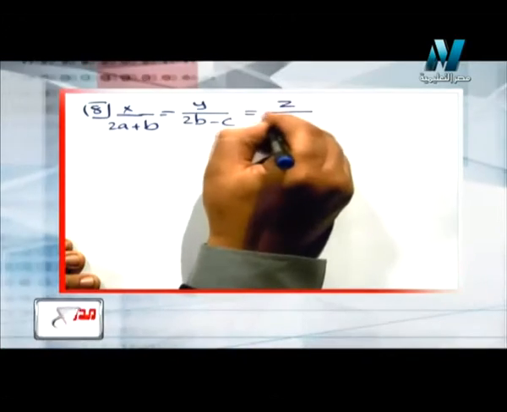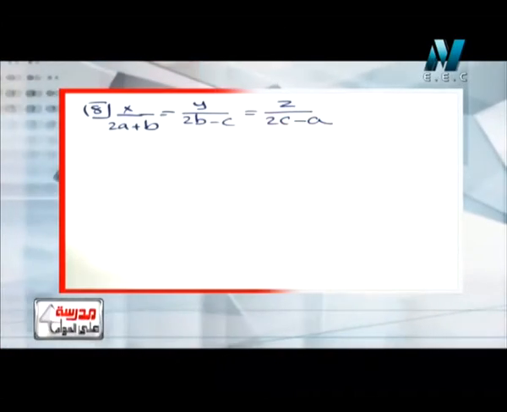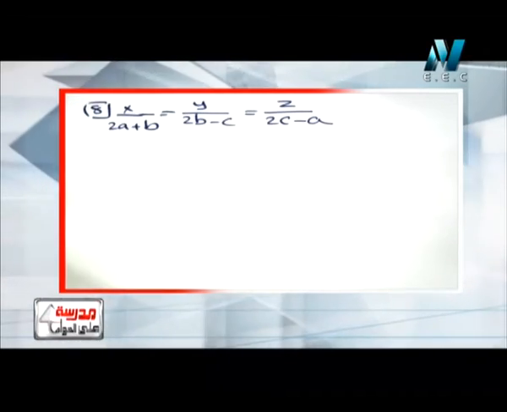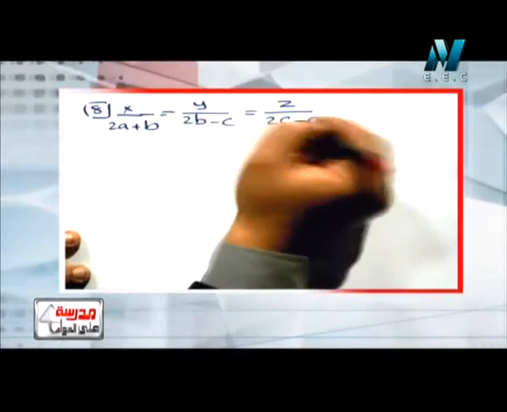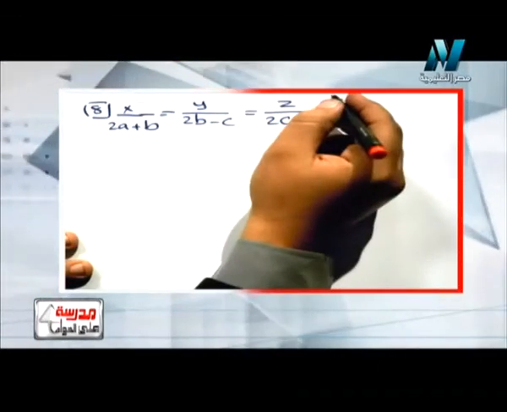Now let's go on to exercise number 8, page 35. Let us now see how this information can be useful in solving this exercise. I'm going to write the given. I have 3 equal ratios: x over 2a plus b equals y over 2b minus c equals z over 2c minus a. I'm going to name them: this is the first ratio, this is the second ratio, and this is the third ratio, and this is a proportion.